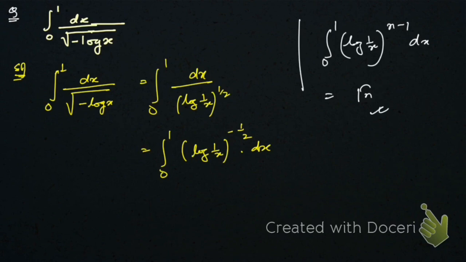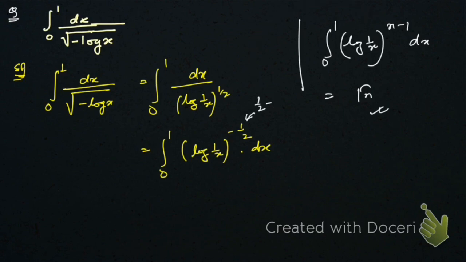Okay, so now you see, in this case this minus half can be written as half minus 1, which becomes minus half, right? Then compare this one with n minus 1, then you will get n is equal to half, right? Hope you have understood this.